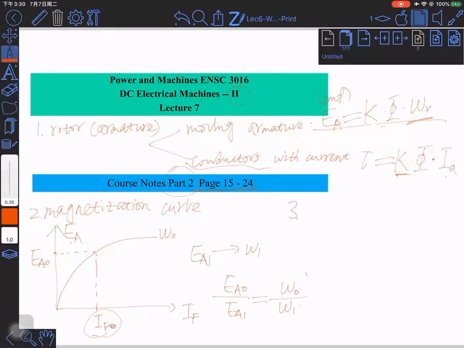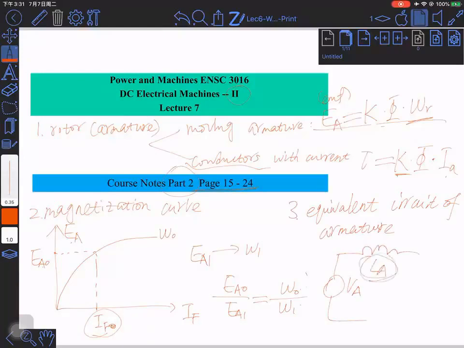And the third point is we looked at the equivalent circuit. A simple version of the equivalent circuit of the armature is something like this. Firstly, we have the external voltage source. Assume this is the external voltage supply, and this produces current that goes through the armature inductance, but usually we ignore this armature inductance because it's very small, and we have armature resistance, and then we have the induced electromotive force. This is the equivalent circuit.